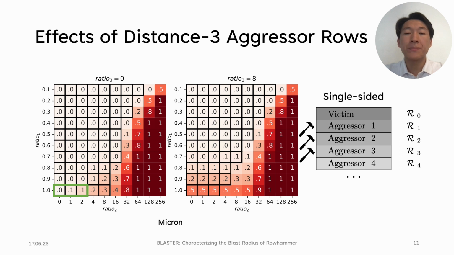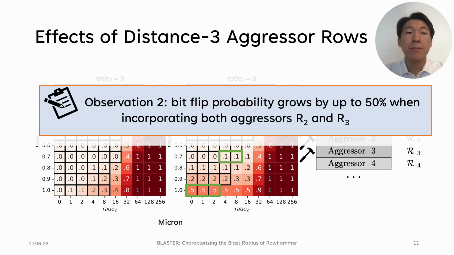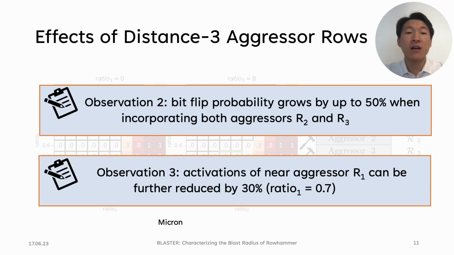In this case, we observe a clear increase in the bit flip probability by up to 50%. Additionally, by incorporating distance 2 and distance 3 aggressors, we were able to reduce the number of activations to near aggressor R1 by 30%. Ratio 1 corresponds to 0.7. In other words, we obtained a 30% discount on the near aggressor. To summarize our findings, we have 2 important observations. Bit flip probability grows by up to 50% by incorporating both aggressor R2 and R3, and activations of near aggressor R1 can be further reduced by 30%.